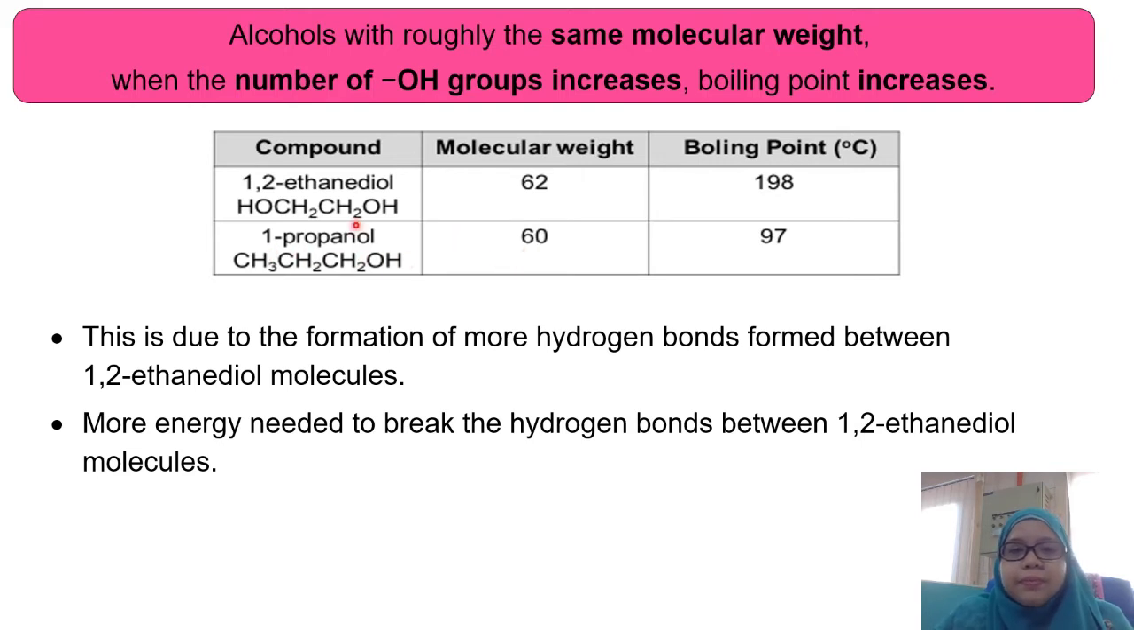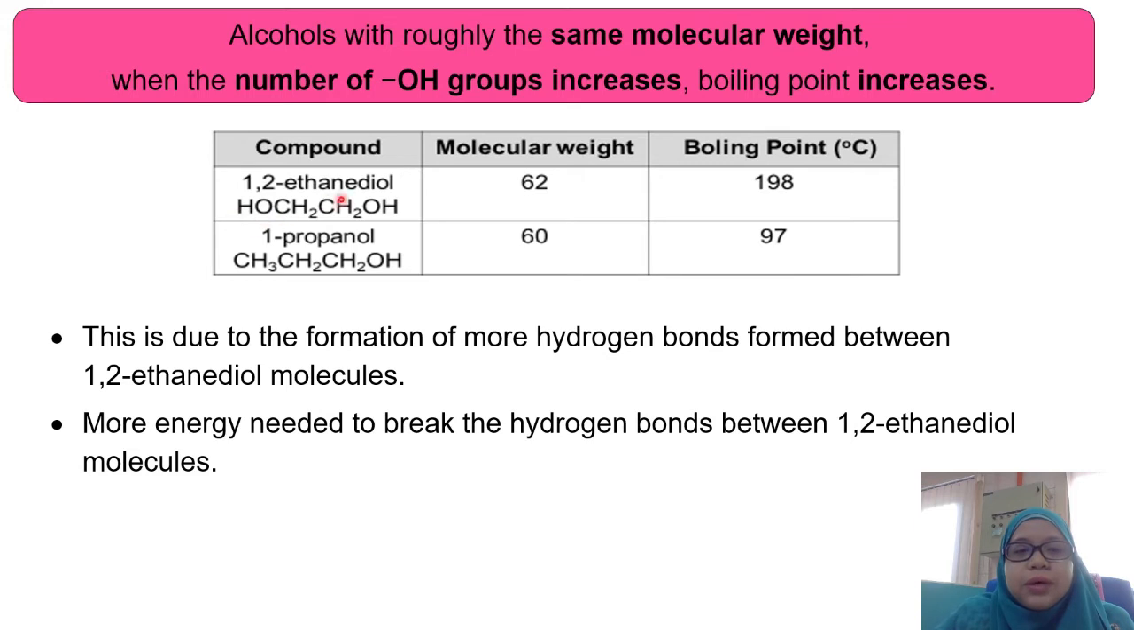So the boiling point of 1,2-ethanediol is 198, 1-propanol is 97. So why is the boiling point of 1,2-ethanediol higher than 1-propanol? This is due to more hydrogen bonds being formed between 1,2-ethanediol molecules because it consists of more hydroxyl groups. When we compare the number of hydroxyl groups, 1,2-ethanediol has more hydroxyl groups.